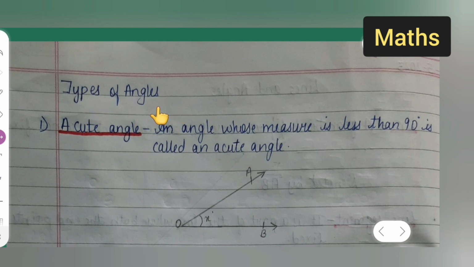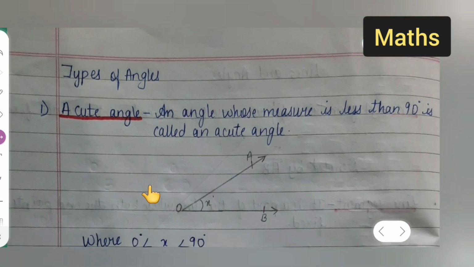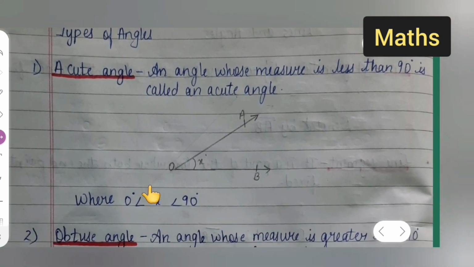Next, let us see the types of angles. First is the acute angle. Now what is an acute angle? An angle whose measure is less than 90 degrees is called an acute angle. Here your x can be anything, like 45 or 30, but it should be less than 90 degrees. You all can take down this: 0 is less than x, and x is less than 90 degrees.